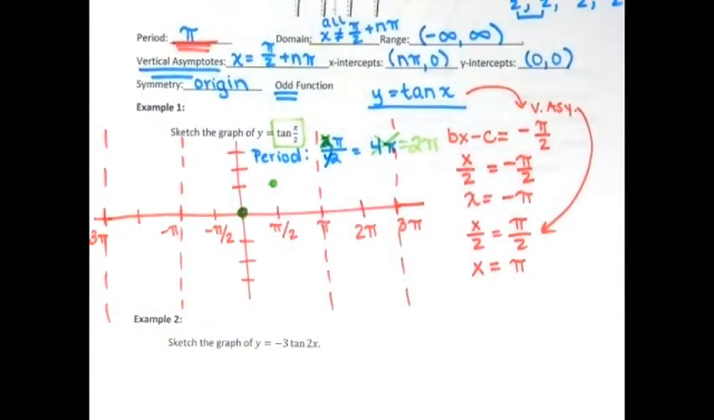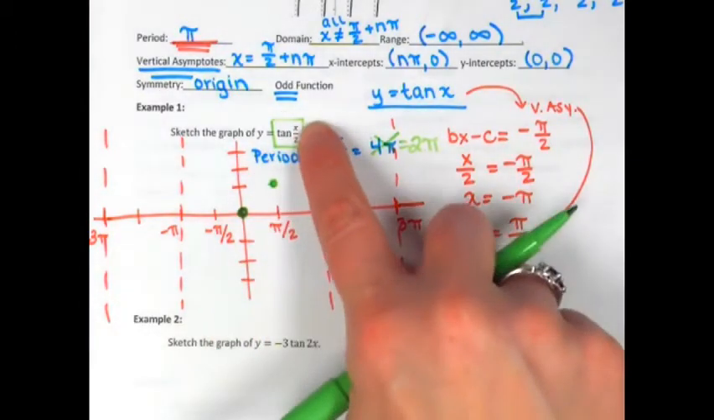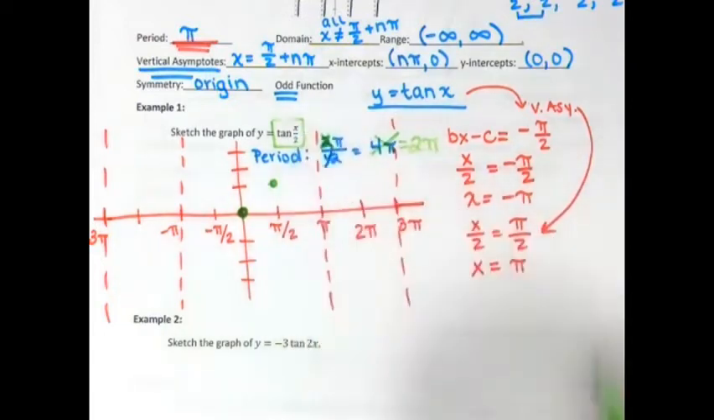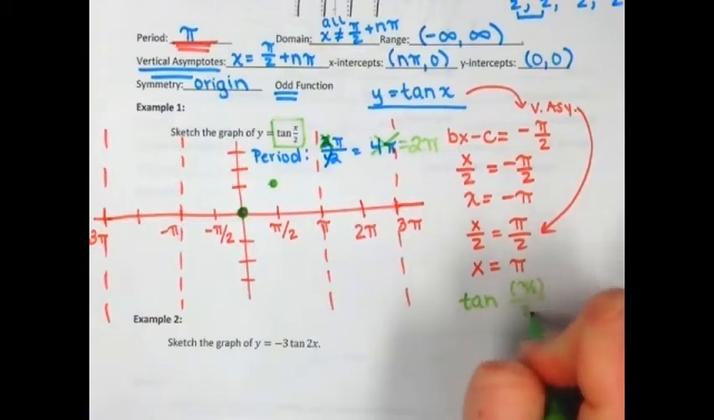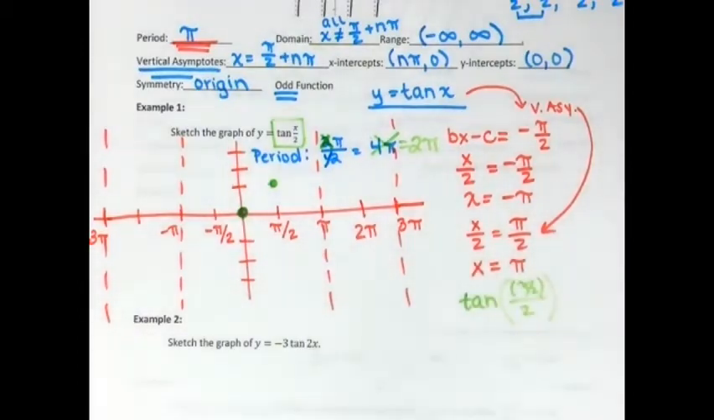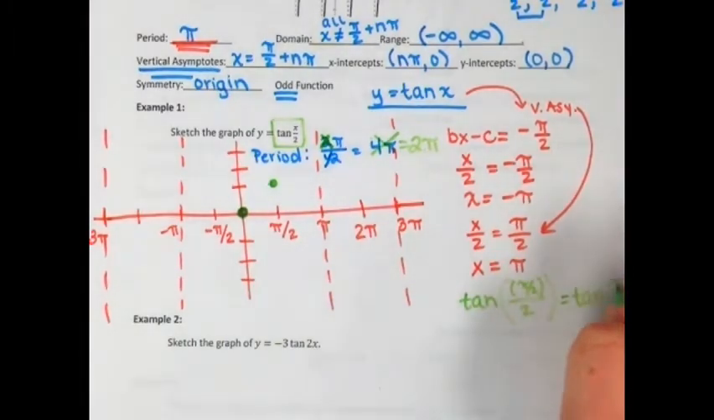Now, how can we figure that out? Let's think about it. We have the tangent of pi over 2 divided by 2. What's pi over 2 divided by 2? Pi over 4. What is the tangent of pi over 4? Can you use your calculators for that? Yeah, you can. Make sure you're in what? Radians.